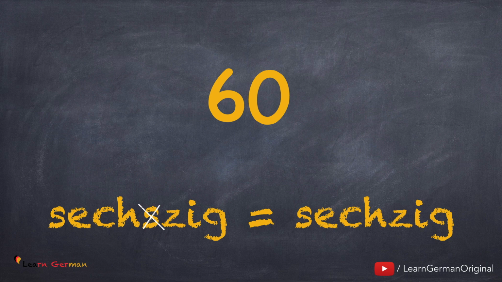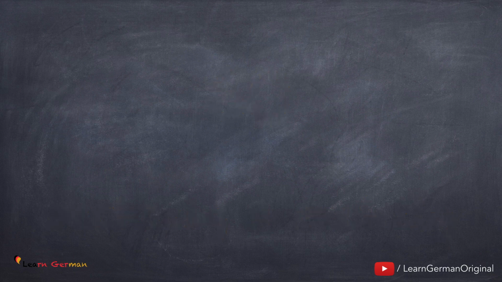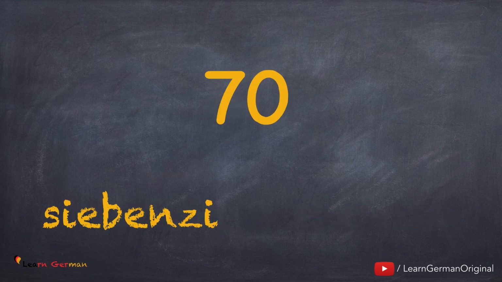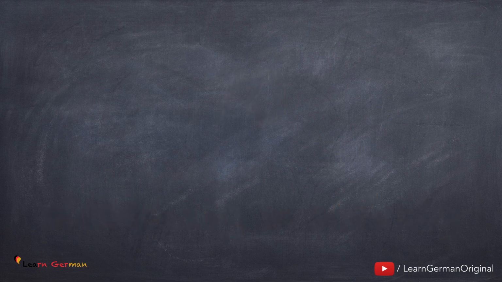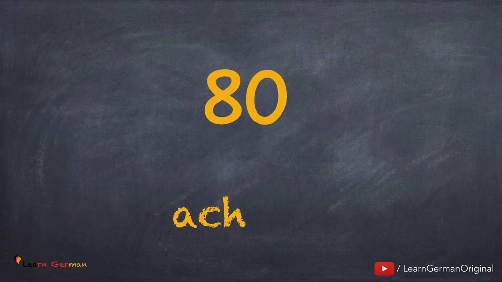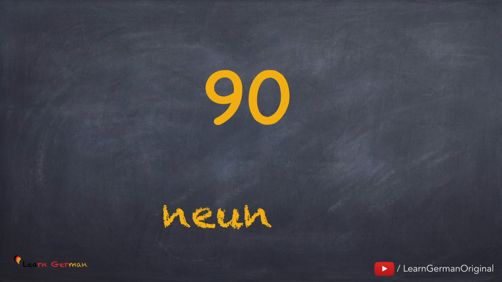Here the S from sechs goes away. Here's another one. 70. Noch einmal 70. Here also EN from sieben goes away. Moving on to the next one. 80. Noch einmal 80. 90. Noch einmal 90.